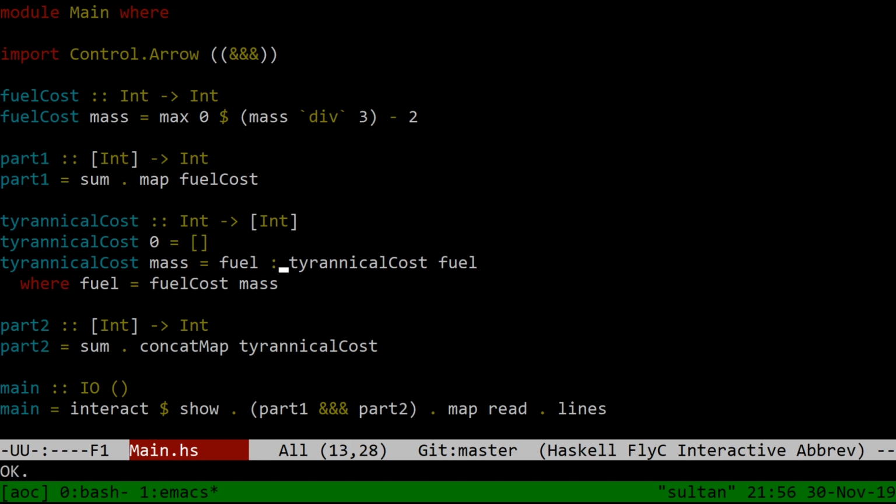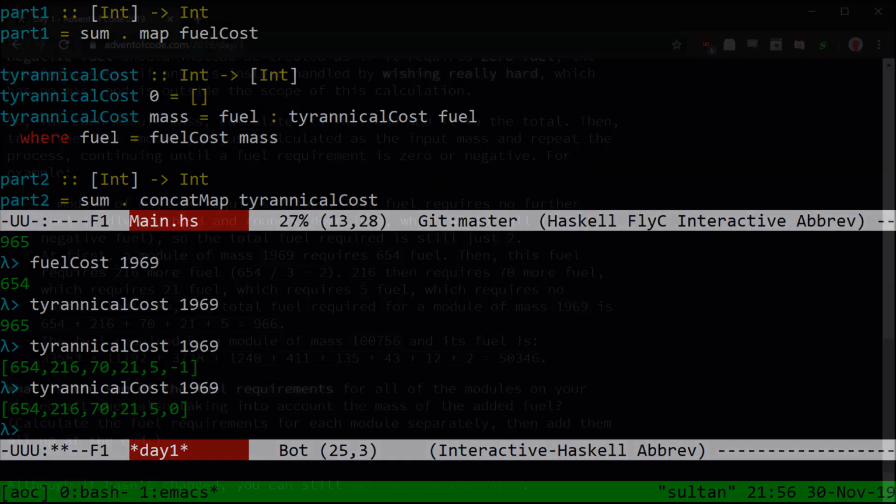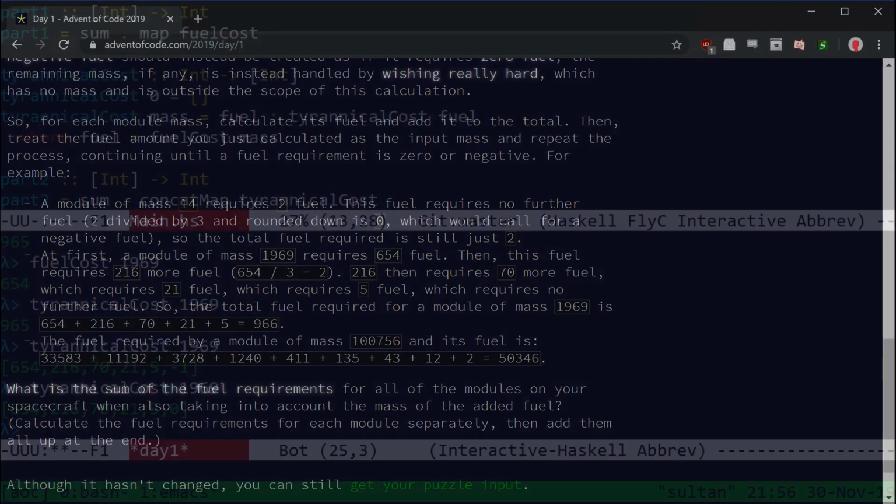Tyrannical cost, if we now run it in the REPL, we see, aha, 654, 216, 70, 21, 5, 0. And that's actually what the problem statement says we should get, right? 654, 216, 70, 21, 5, 0. So finally, we're correctly computing the fuel requirements for this.